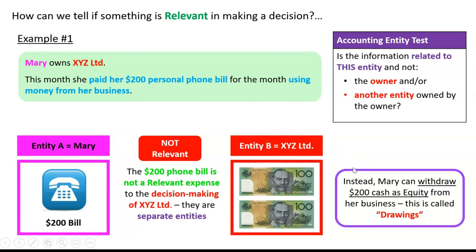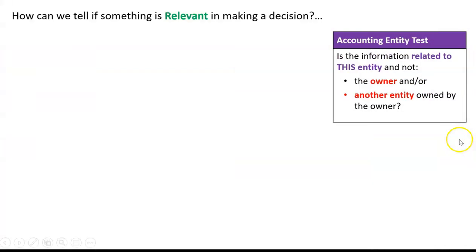What would that be? We'll look at that later, but basically what we're saying is, look, Mary, if you do want to do that, we're not going to call it an expense called phone bill. You're going to take out your equity in the form of cash, and we're going to call that drawings, but we'll deal with that later, what drawings is specifically.